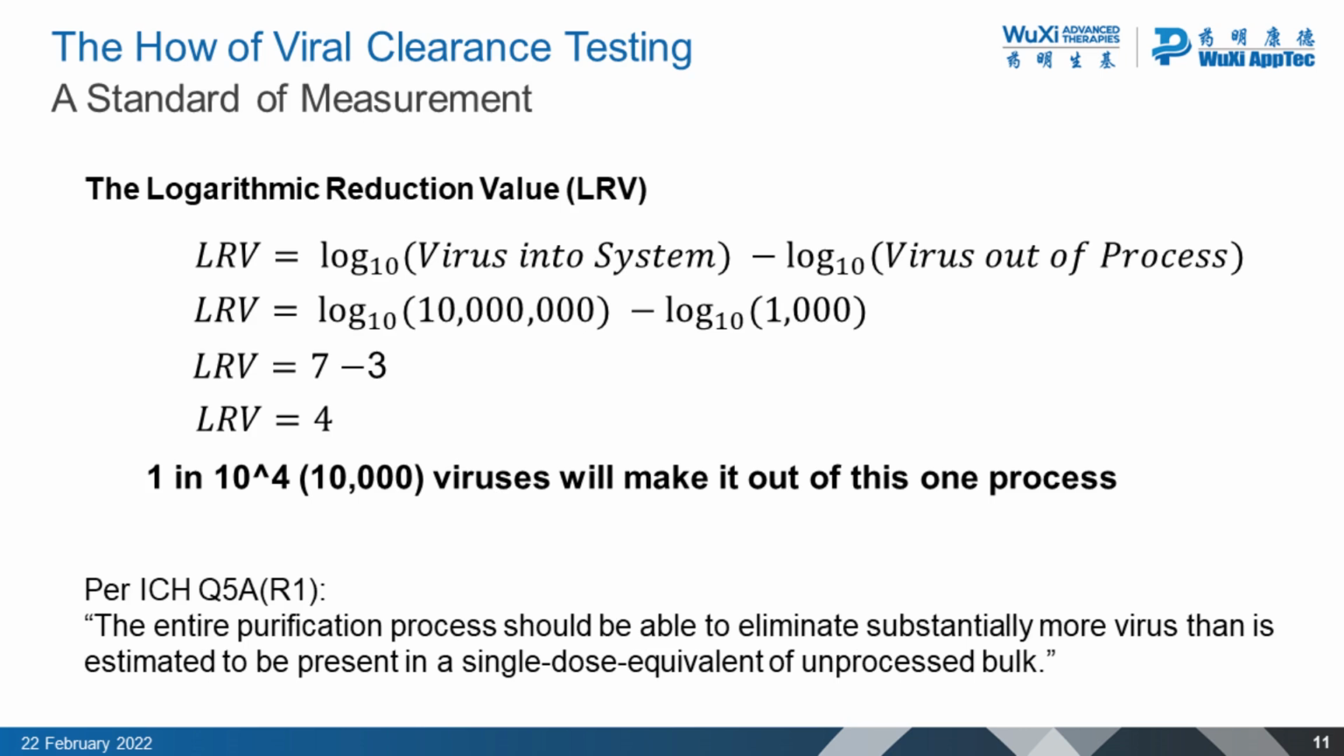For example, if you put in 7 and you get out 3, your log reduction value is going to be 4. So per Q5A from ICH revision 1, the entire purification process should be able to eliminate substantially more virus than is estimated to be present in a single dose equivalent of your unprocessed bulk.